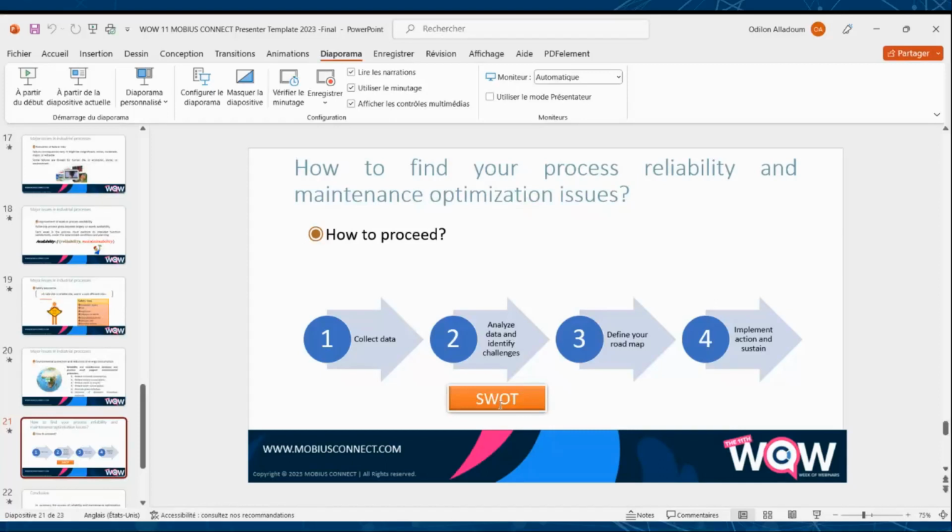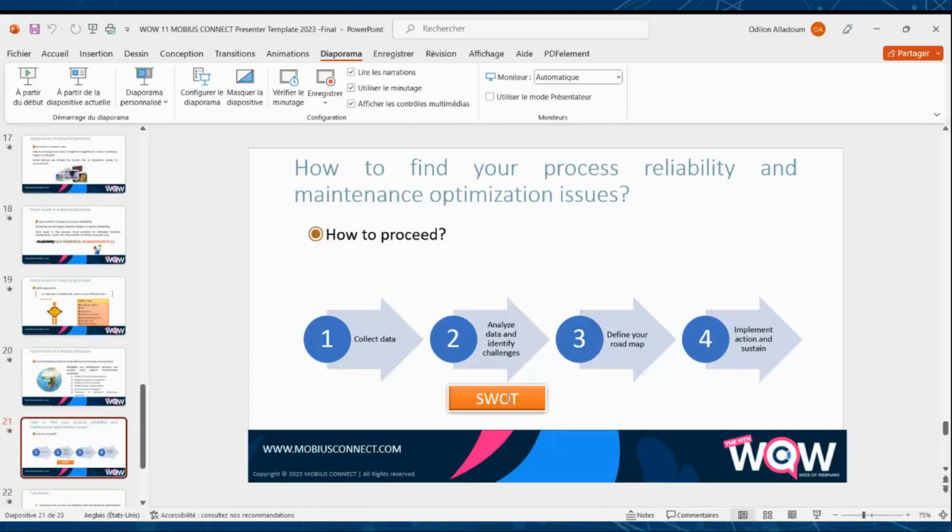When we know our strengths and weaknesses, opportunities and threats, we can combine them to set a strategic direction on which we must align reliability and maintenance optimization issues in response to major issues. So there are four combinations possible. We can combine strengths and opportunities, weaknesses and opportunities. We can also combine strengths and threats, and we can also combine weaknesses and threats. So for each combination, we will set some direction.